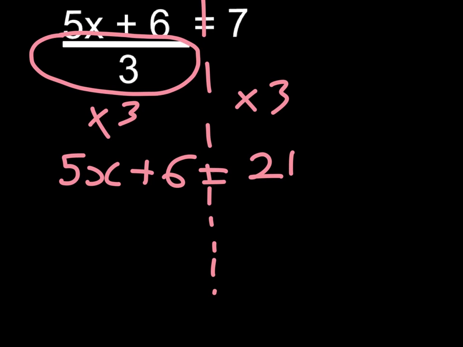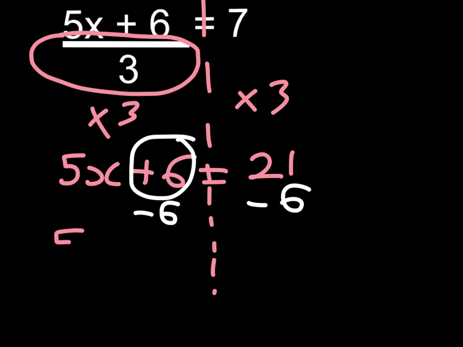Then it's, as always, your normal balance steps to be followed. So the inverse of add 6 is to subtract 6, because we want to get x on its own. We haven't got x on its own yet. At the minute we've still got 5x on that side, being equal to 21 minus 6, giving you 15. Remember, if it's a calculator paper, use your calculator.